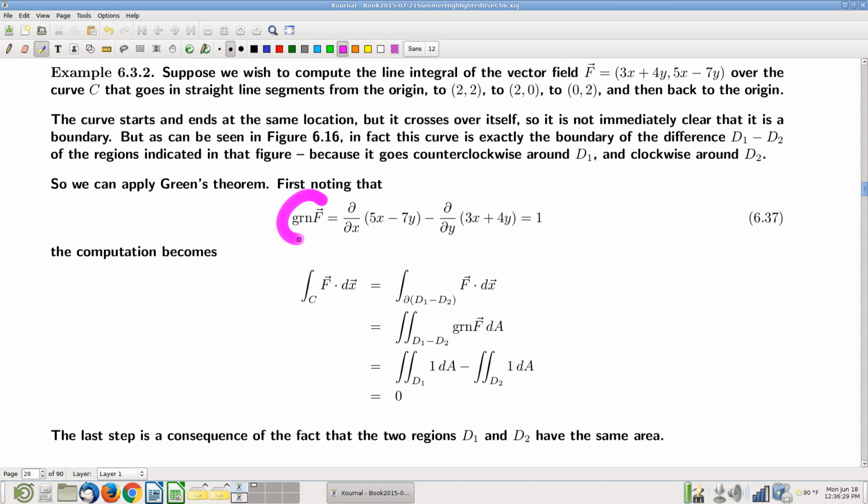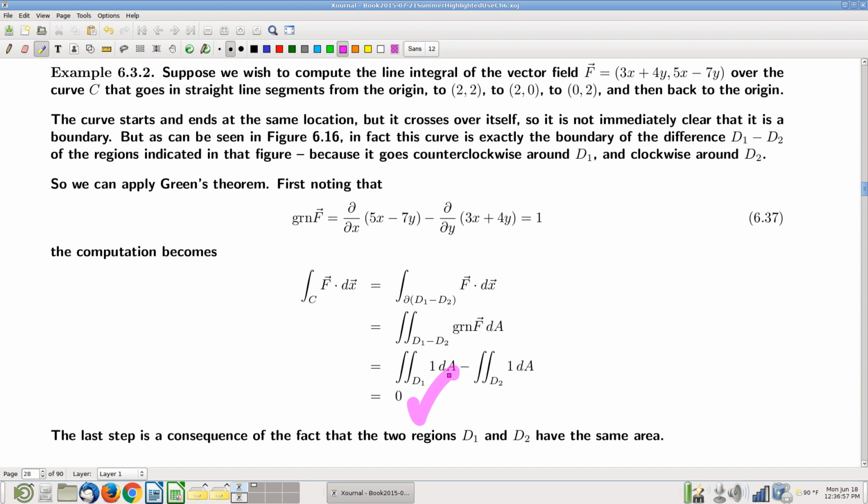Make sure that you're ultra solid on that memory. Okay, so Green's operator. Plug that in. Now, note we're evaluating over d1 minus d2, so we're doing the integral over d1, and then we're subtracting the integral over d2. It's not hard to persuade yourself that each of these integrals represents an area. d1 and d2 have the same area, and so the difference is 0. And so that integral is 0.